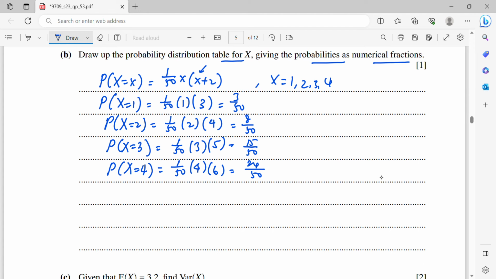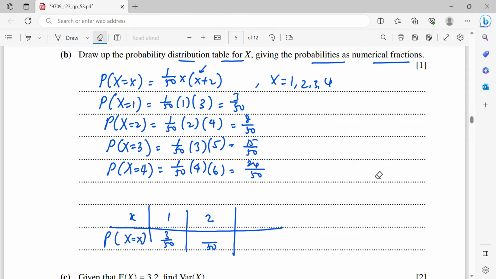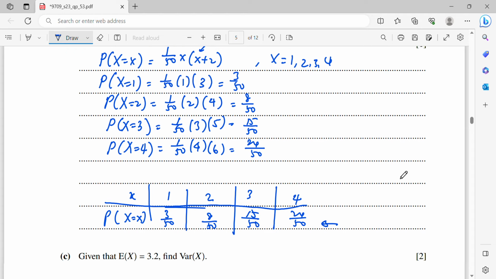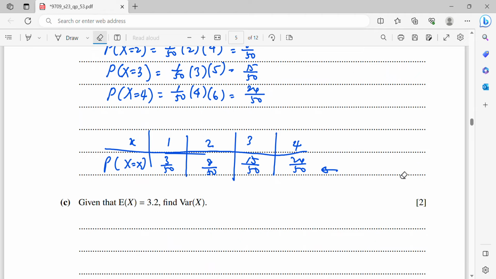Okay, so now we need to get the table. So just put all this in the table. When x is 1, 3 over 50. When x is 2, 8 over 50. When 3, you get 15 over 50. When 4, you get 24 over 50. So one way to check whether this table is correct or not is to get the sum of the probabilities. Make sure the total probabilities here is 1. Okay, so we have solved this question.